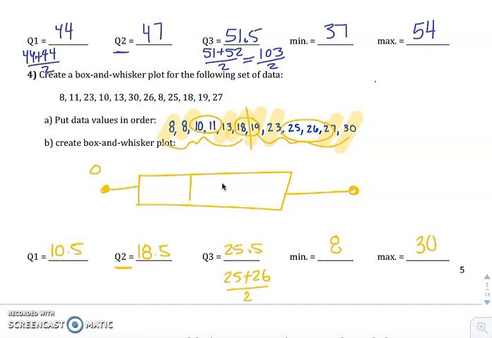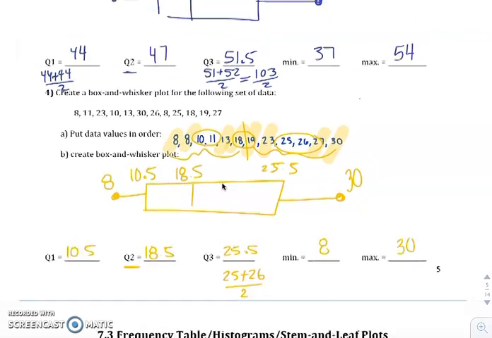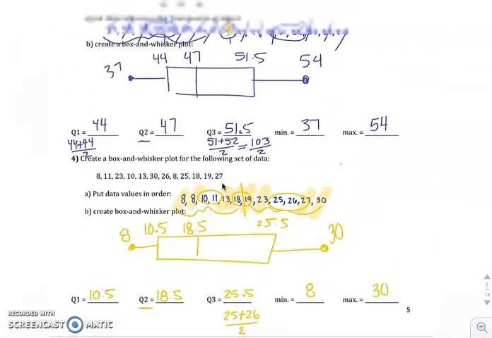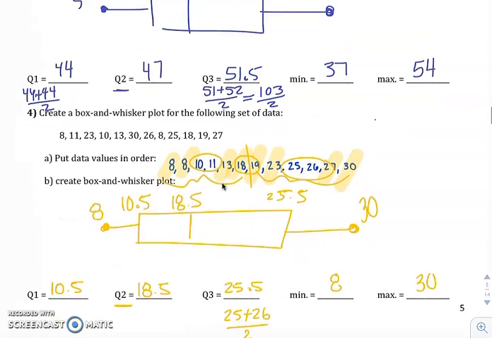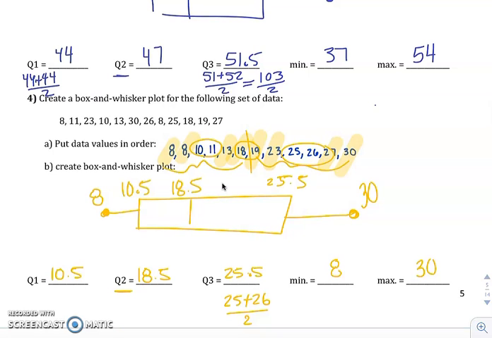So what's your lowest value? 8. Q1, 10 and a half, so it is okay if they're decimals. Q2 is 18 and a half. Q3, 25 and a half. And your maximum value is 30. So, again, all you guys are doing is really just finding the median 3 times. So start with finding Q2, because that sort of splits it in the middle. Then find the median of the bottom, the median of the top.